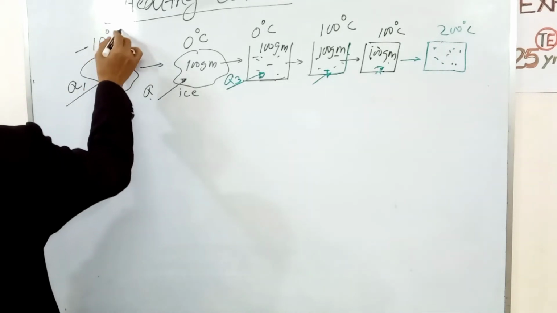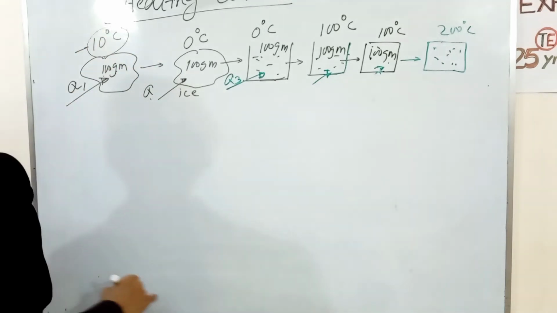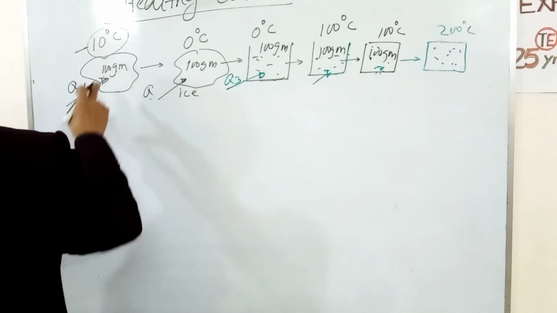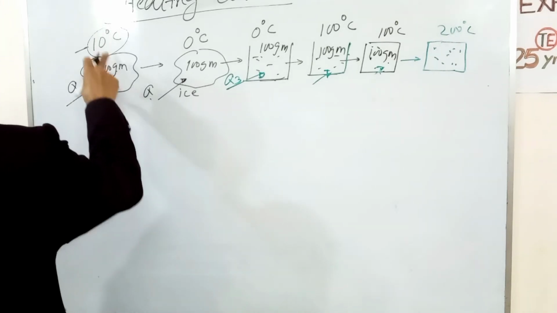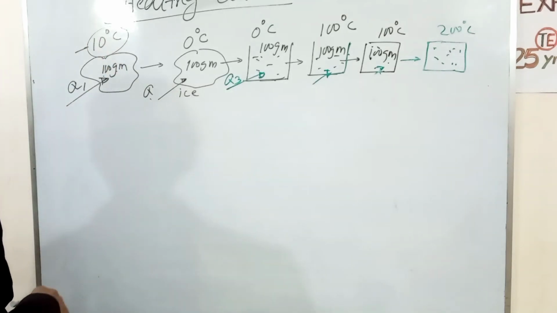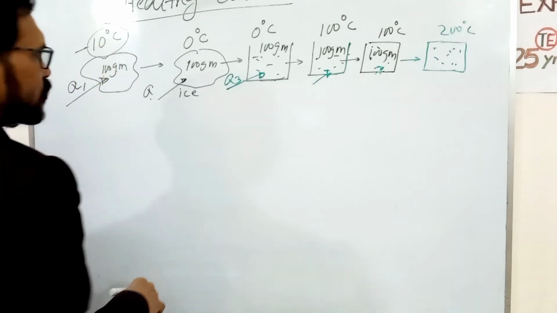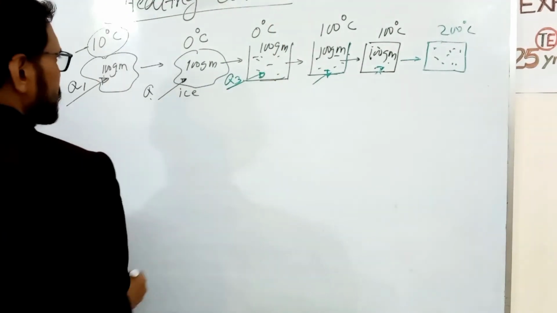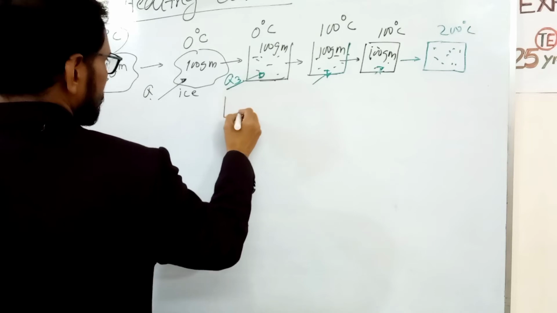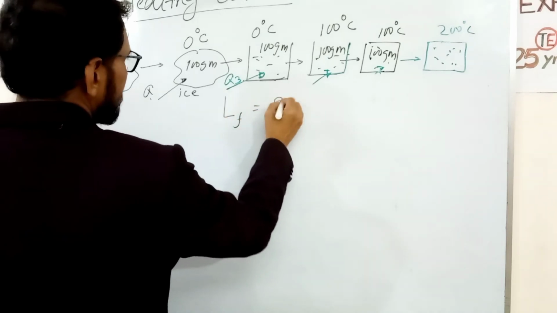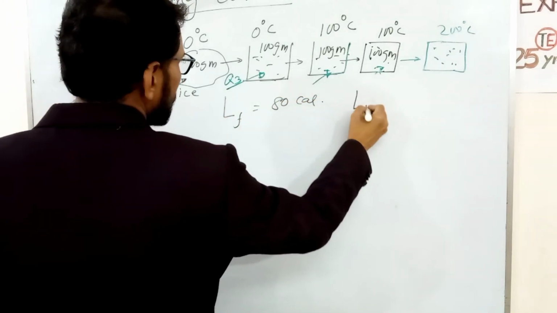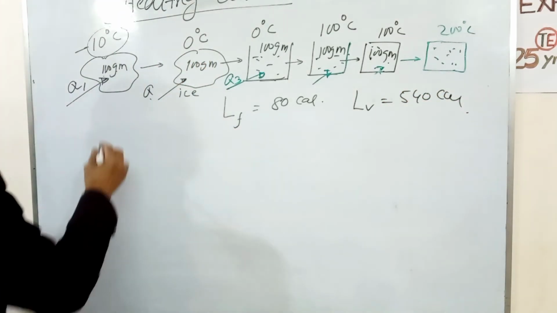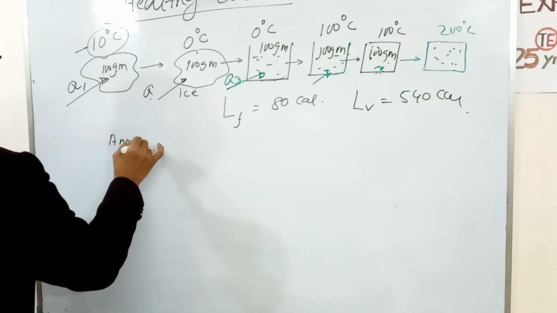Suppose you are given 100 gram ice of temperature minus 10 degree centigrade. What is the amount of heat supplied to convert it to 100 degree centigrade steam? Given latent heat of fusion equal to 80 calorie and latent heat of vaporization equal to 540 calorie. This is the question.